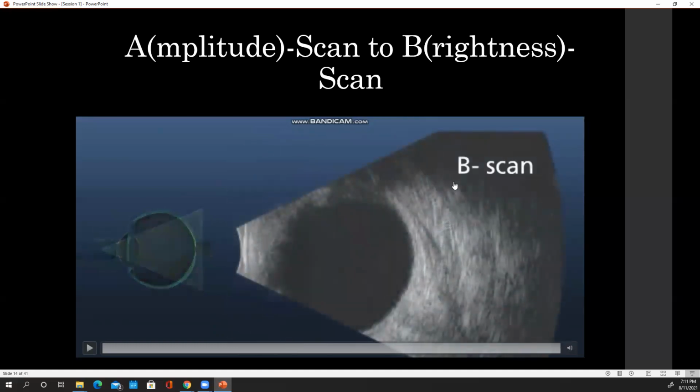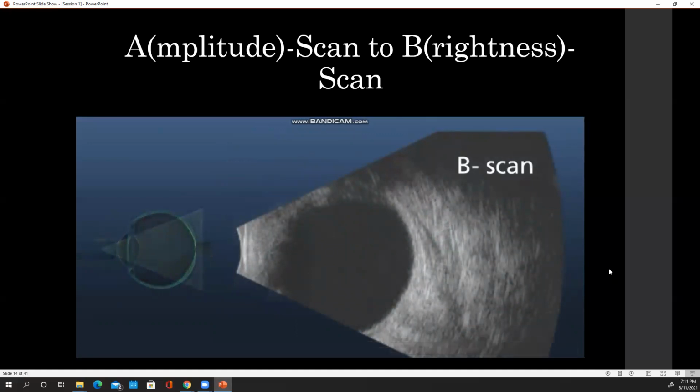And then thus I'll have a B scan. Does that make sense how a B scan is made? Yes, absolutely. Okay, so that's a brightness scan. Now you understand when they say you tip it over 90 degrees, now you get it.